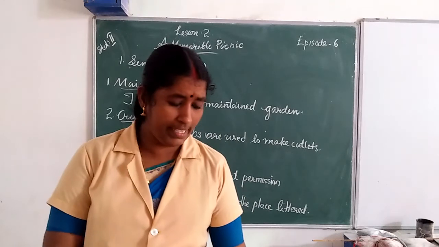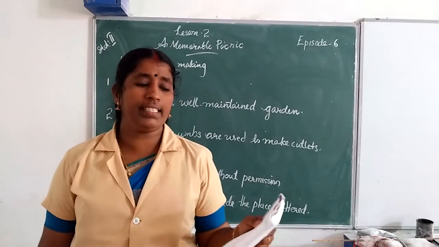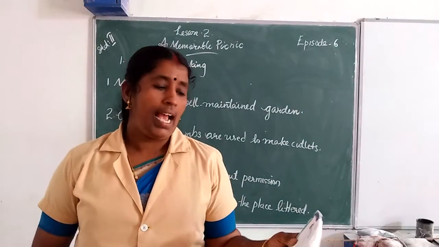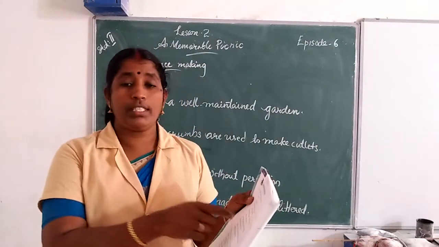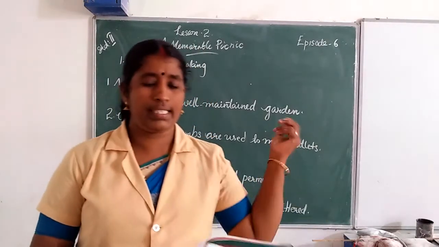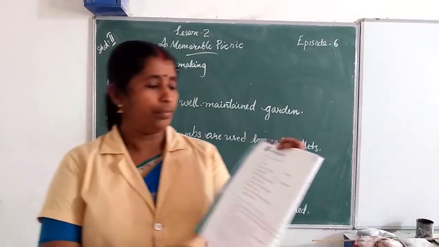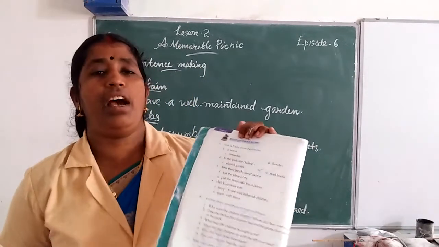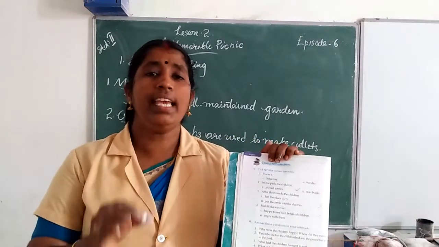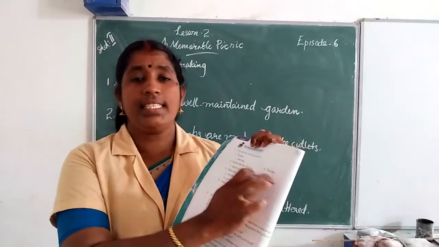Okay, take the next page. It is comprehension. A. Tick the correct answer. Here are 4 sentences, and there are 2 options for each sentence, and you tick the correct option in your text. Look at the text. First one: the children went for a picnic and it was a dash. Two options are there: Saturday, Sunday.